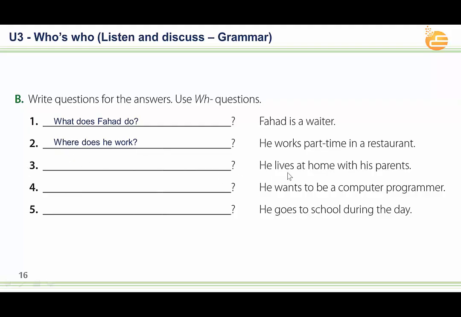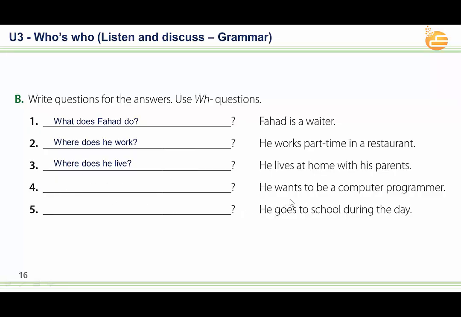Number 3. He lives at home with his parents. So I want to ask about at home, about a place. So when I ask about a place, I have to say again where. Excellent. Where does he live? Excellent. Where does he live?